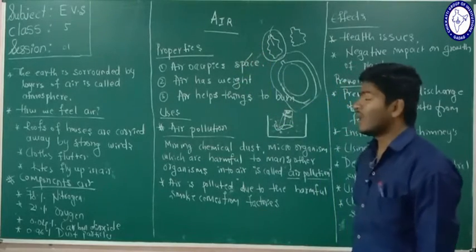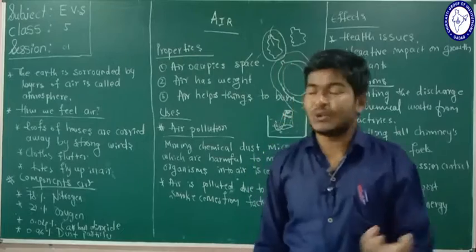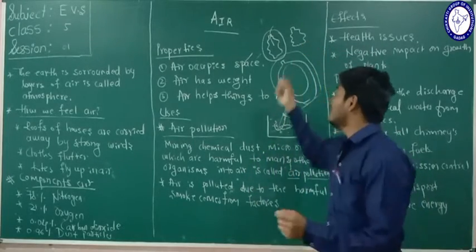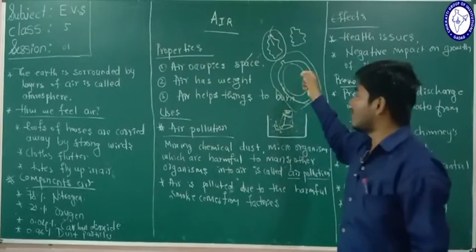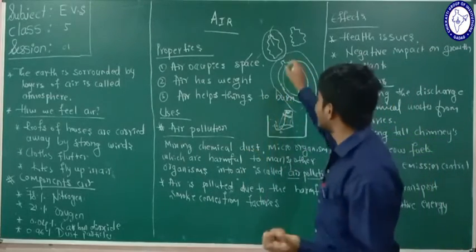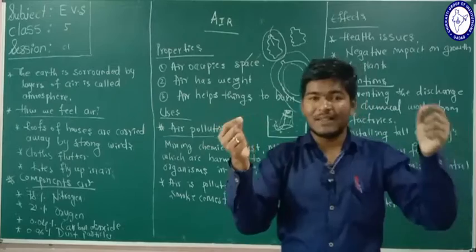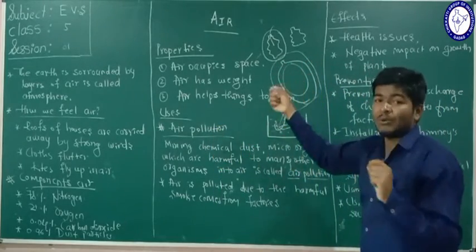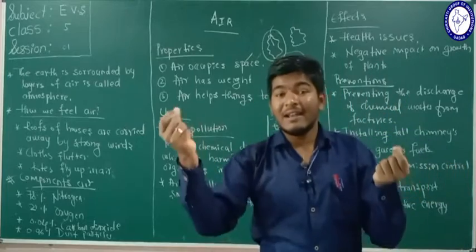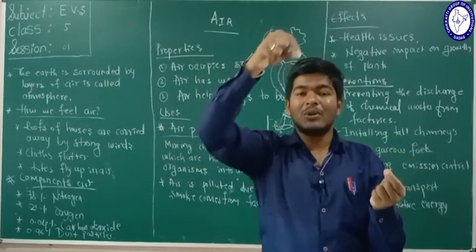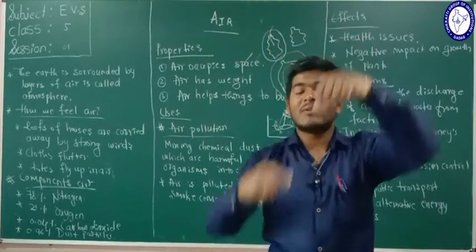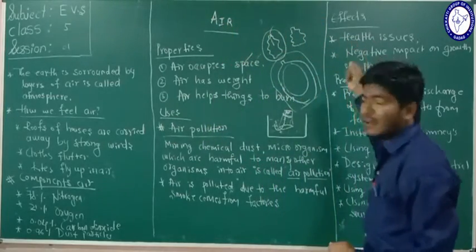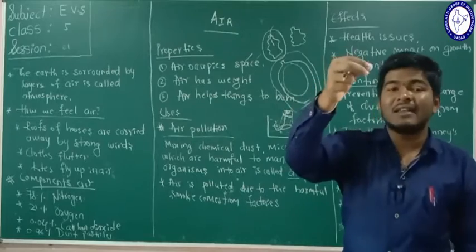And the second one, air has weight. So you take two balloons here, and you have to tie the two balloons. One, you have to tie the not blown balloon to one side of the stick, and you have to tie the blown balloon to the other end of the stick. And then you have to hang that stick from any nail which is present, or you have to hold it in your hand.